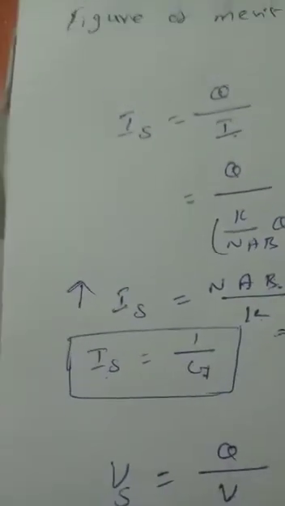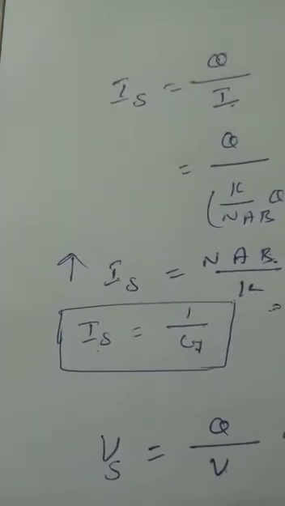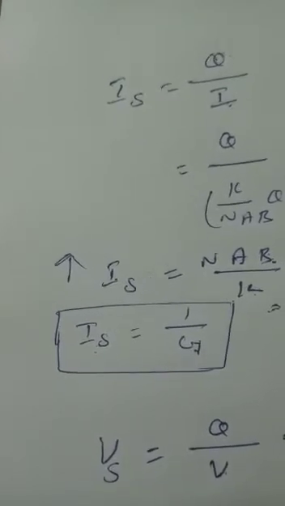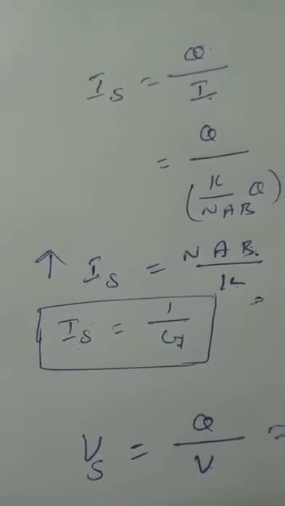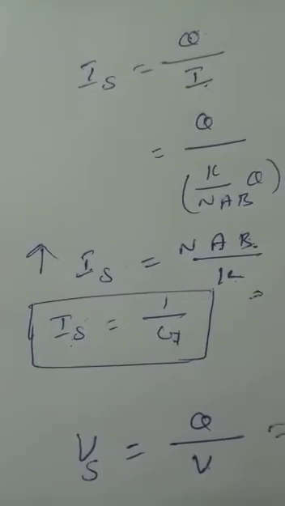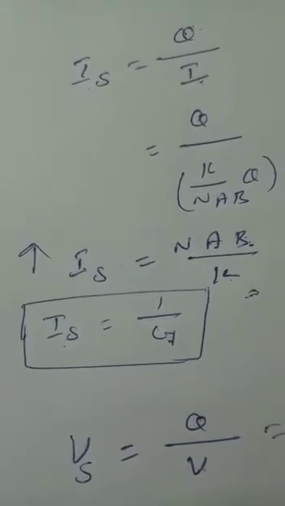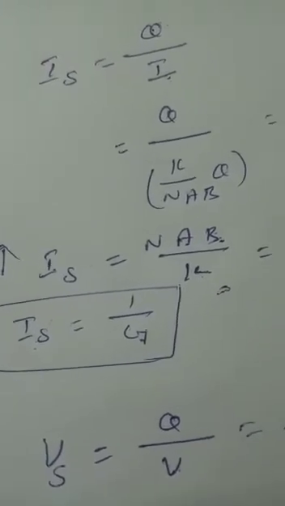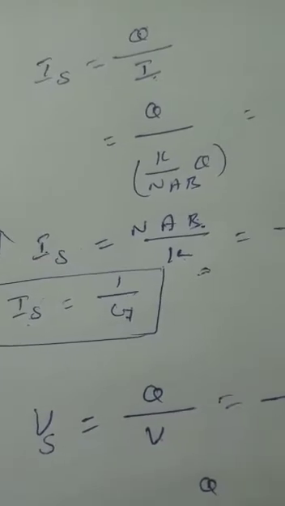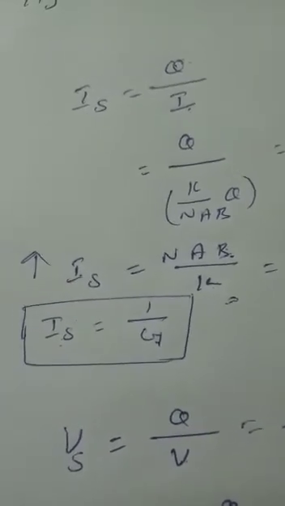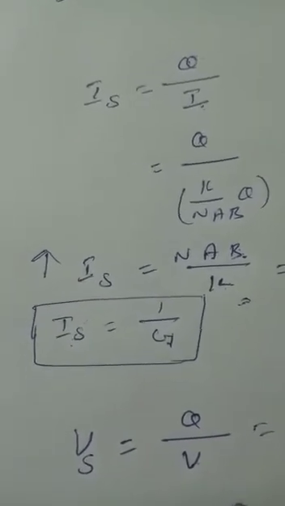Another important fact: in the moving coil Gauss meter, we are using phosphor bronze wire because its couple per unit twist is very small. So only we are using the phosphor bronze wire.